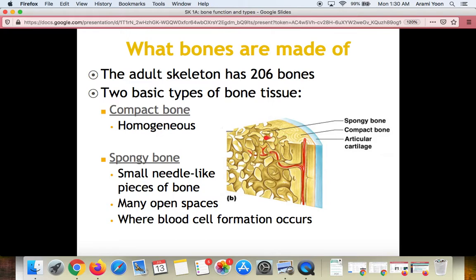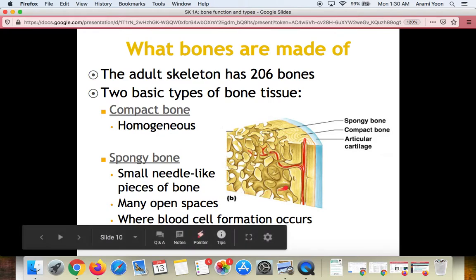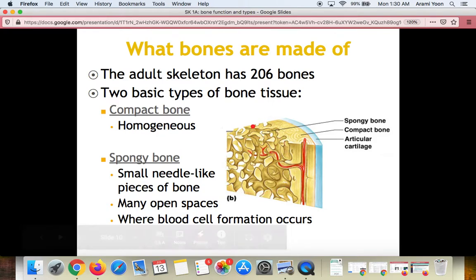But then as you go deeper inside the bone, you'll see spongy bone. So spongy bone is composed of these smaller pieces of bone that are fused together, and then there are many open spaces that are interspersed within there, where blood cells can form, where calcium can be stored away, stuff like that.